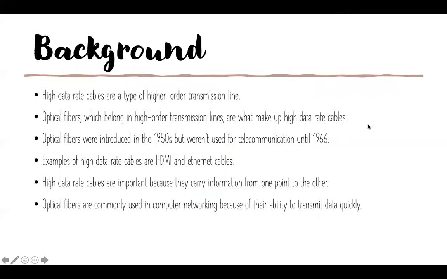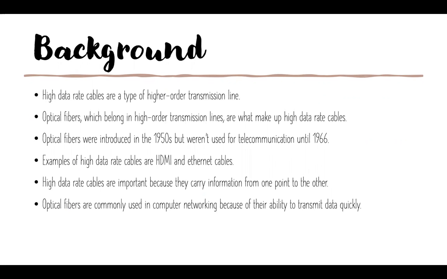All right, so first I'll be giving an overview on high data rate cables. High data rate cables are in the class of higher order transmission lines. Waves traveling along higher order transmission lines have at least one significant field component in the direction of propagation. Optical fibers, which belong in higher order transmission lines, are what makes up these cables.